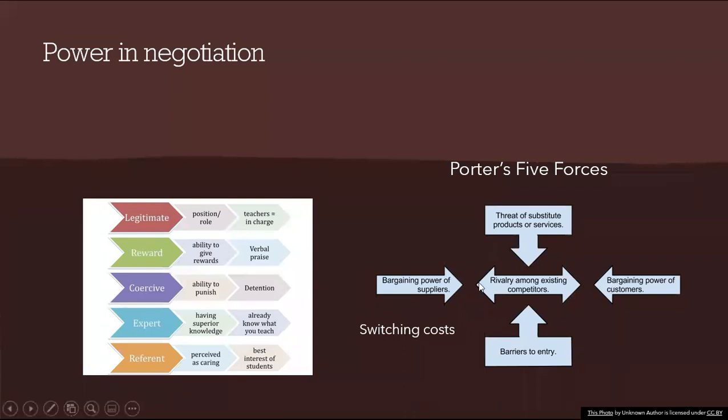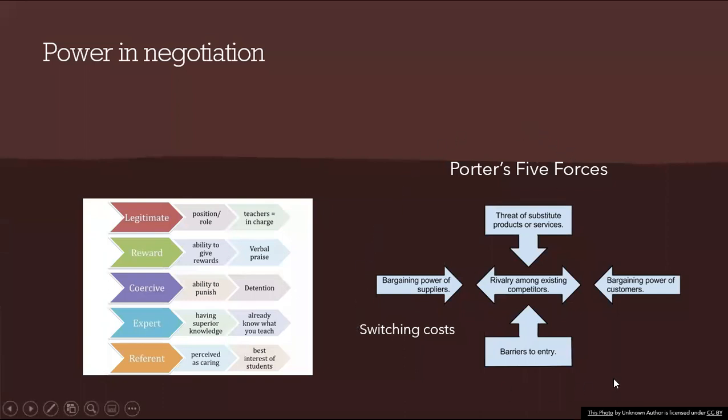You may see some options like differentiation of the product, the concentration of the buyers or of the suppliers, or the threat of forward or backward integration, etc. If you want to answer this question correctly, I would advise you to come back to F1.2 and read 2.2. Okay, that's about organizational power.